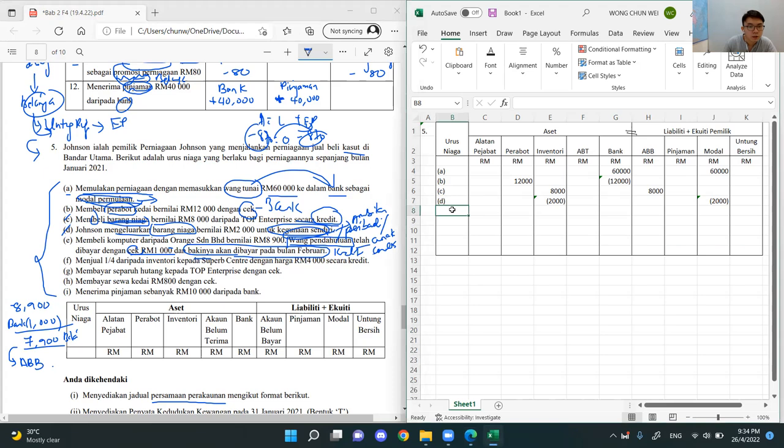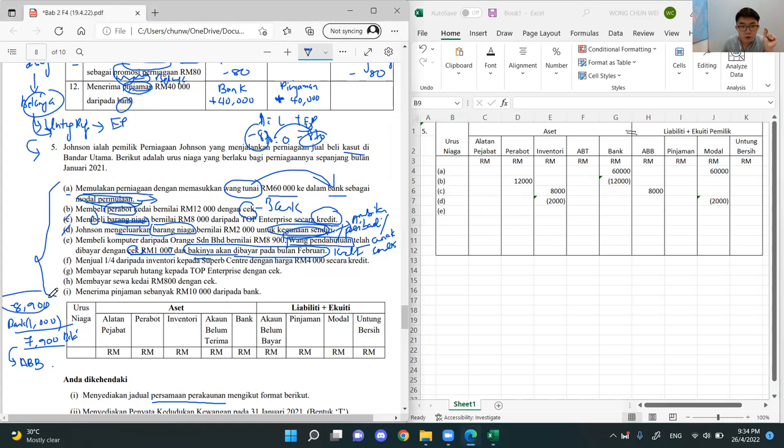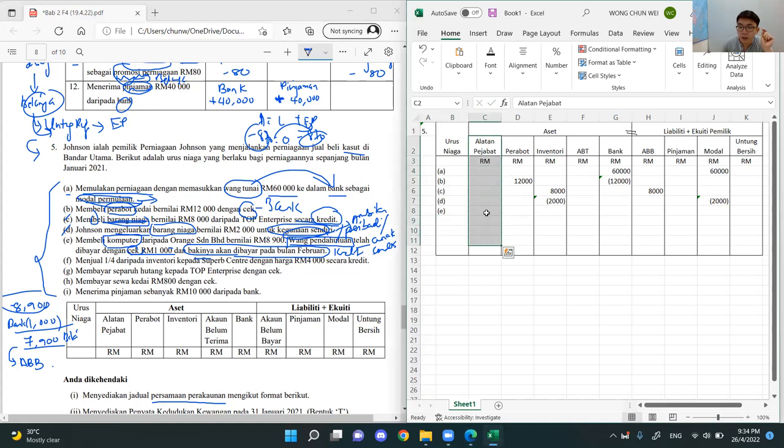Okay, let's see. So, we are in E. So, you put the E. Okay, so 8,000. Okay, now what is this 8,900 ringgit? Don't forget, kita beli komputer. Maksud komputer kita akan bertambah, and computer is our alatan pejabat. Always remember that computer is in alatan pejabat. 8,900. Great.